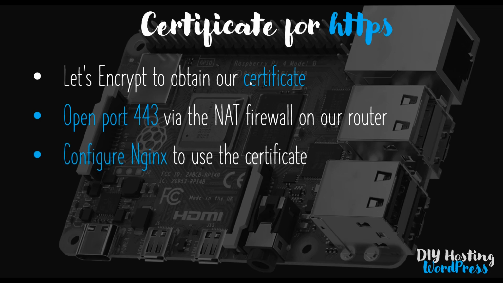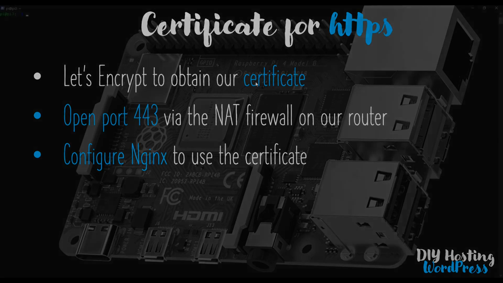And the last thing we're going to do, again probably in the last video, which is the next video, we're going to configure Nginx to use the certificates that we've obtained in this video. By the end of all of that, you should have a fully functional website running with HTTPS on your Raspberry Pi, which will conclude the first part of the DIY hosting of a WordPress website. So let's move on then to the desktop where we're going to obtain our Let's Encrypt certificate.